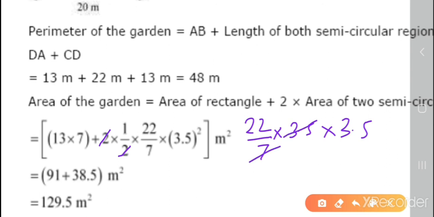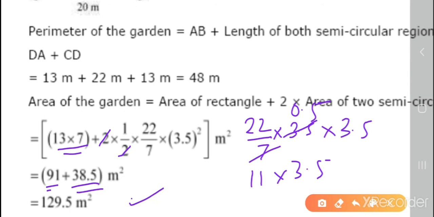You can cancel it like this, 0.5. You can do as usual, that is 110. It will come as 11 into 3.5 you can do. Then you will get the answer as 38.5. So this both you are multiplying and you are getting 91 as the answer. Then you will add this both. Then you will get 129.5 meter square as the answer. This is the area. Okay.